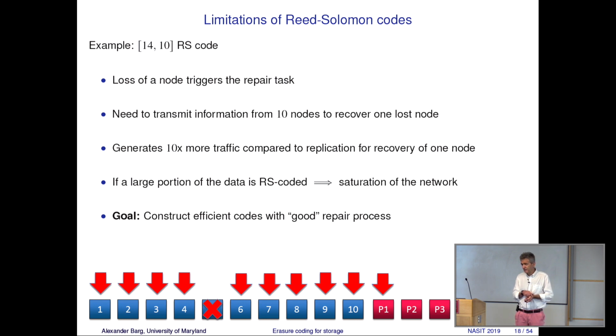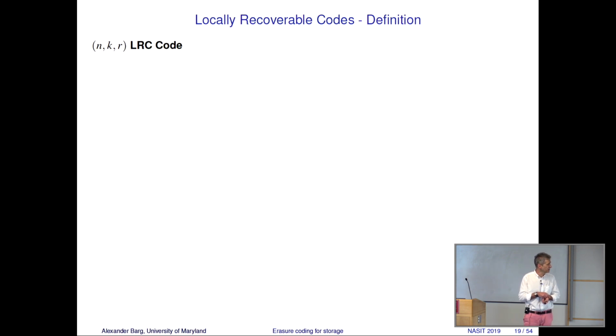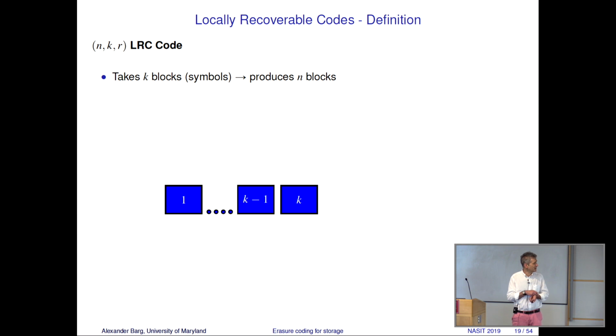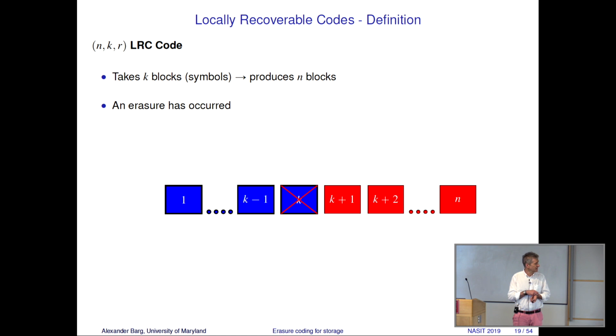Our goal, therefore, is to construct more efficient solutions for the task of a single node repair. This triggers the definition of locally recoverable codes, LRC, or locally repairable codes, as they are sometimes called. So an LRC code has parameters N, K, R, where R is the third parameter, hitherto undefined. N is the encoding length, K is the number of the data symbols. We take K data blocks and produce N blocks as before, as in this picture. Let's say there was one erasure.